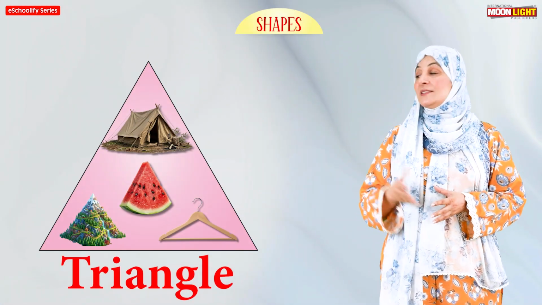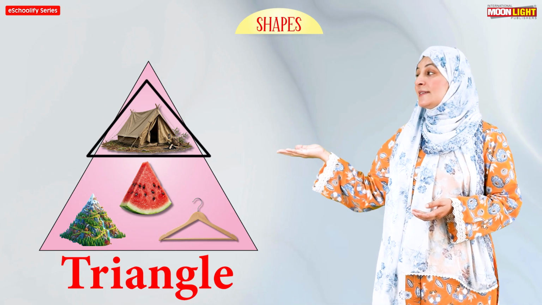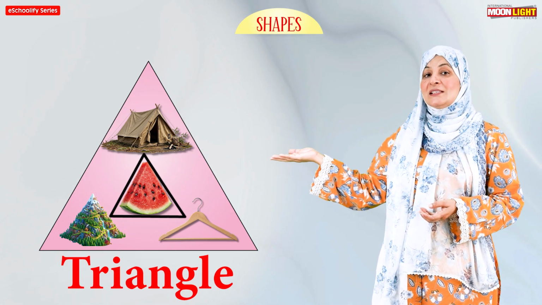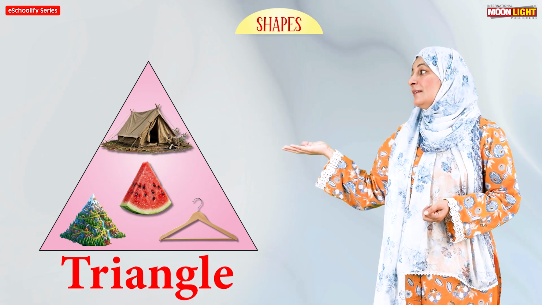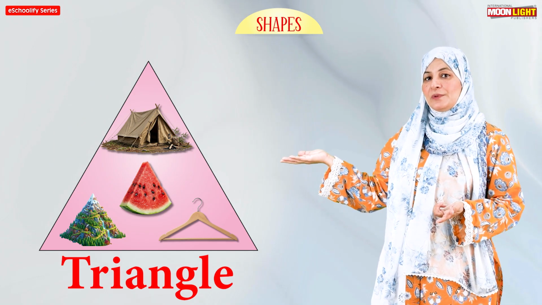Our next shape is triangle. Look at this picture. Here is a tent, mountain, and a piece of watermelon. They all look like triangle shape.